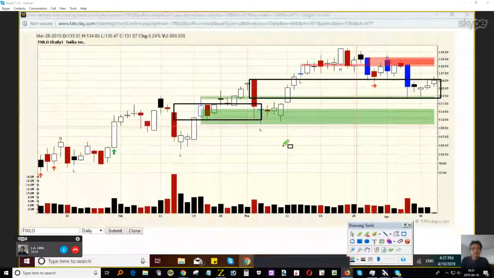If I did an ABCD down, I don't think that it's that much farther to go. If it's not, it looks like it's already done. There's potentially one forming here off of this one, right? That would be, I don't know.